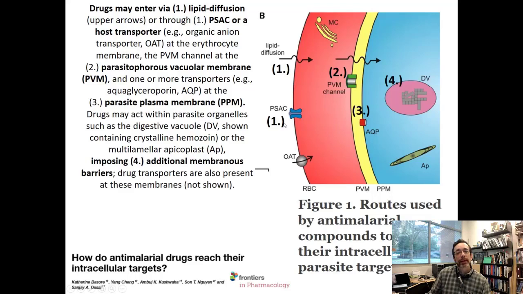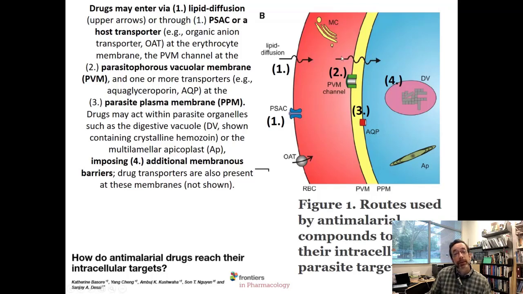So the drug can get in, again, through the red blood cell membrane, and the first barrier it has to pass is the plasma membrane of the red blood cell. There are some transporters that will transport in the drugs, but often there is also lipid diffusion. Sometimes that's not an option, the drug doesn't use it. Lipid diffusion can account for that.